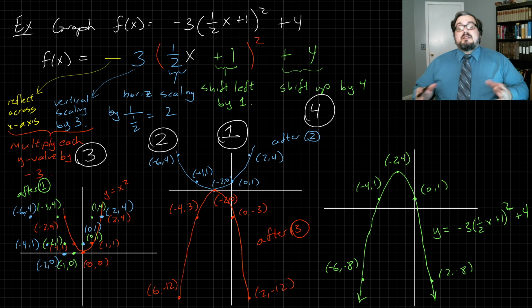This process is, of course, time consuming when you have so many transformations. The good news is that most of the time, the functions that we deal with involve only one or two of these transformations at a time, and often only one horizontal transformation and one vertical one. However, by carefully applying the transformations step by step by step, you can graph many functions that are built up out of the basic ones that you already know.